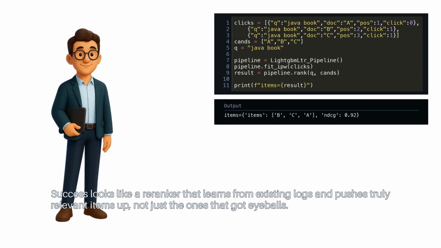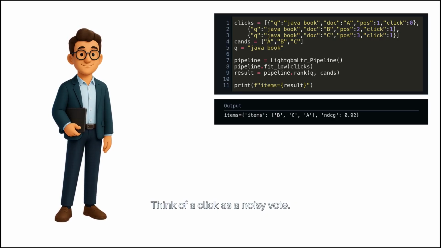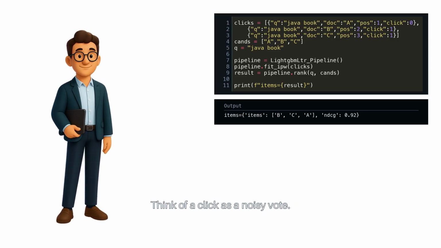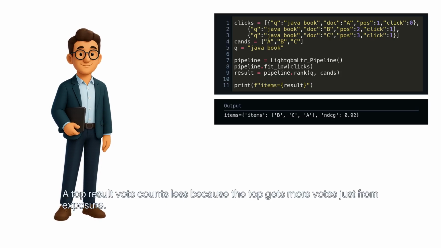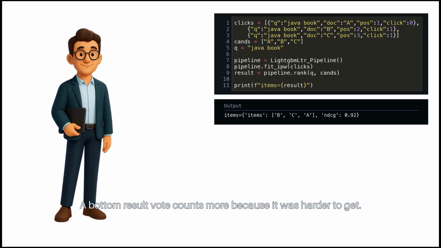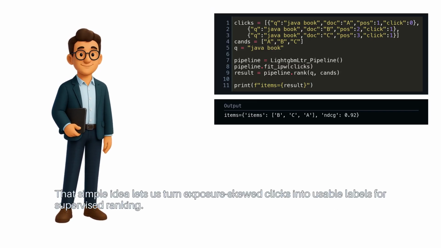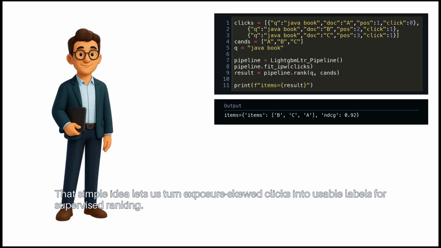Success looks like a re-ranker that learns from existing logs and pushes truly relevant items up, not just the ones that got eyeballs. Intuitively, inverse propensity weighting rescales clicks by how likely a position is to be seen. Think of a click as a noisy vote. A top result vote counts less because the top gets more votes just from exposure. A bottom result vote counts more because it was harder to get. That simple idea lets us turn exposure-skewed clicks into usable labels for supervised ranking.